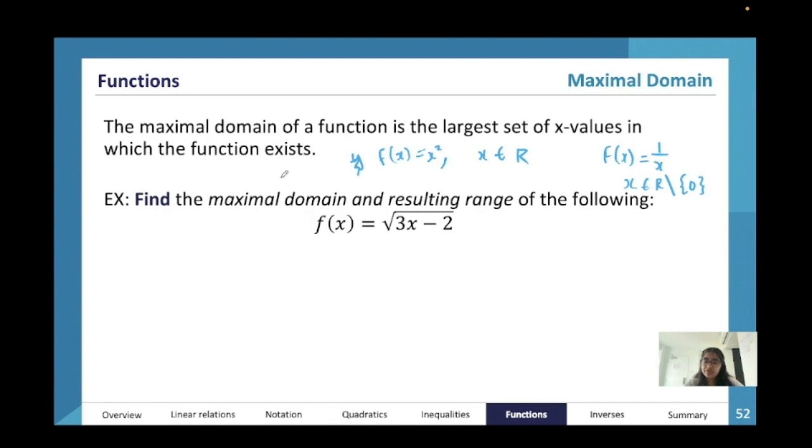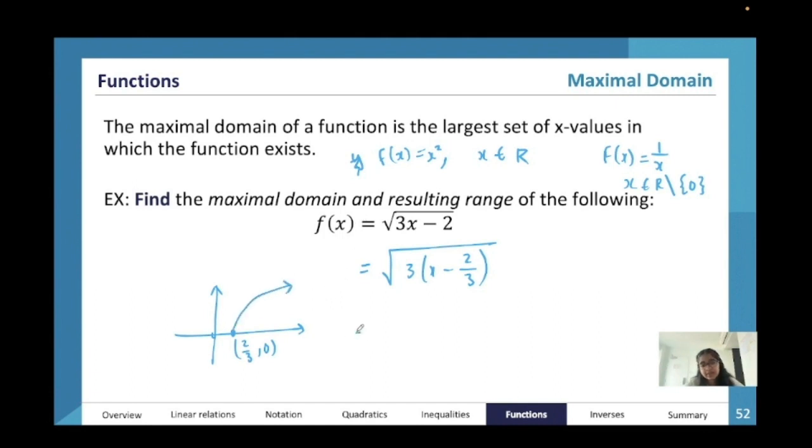So let's do an example. Find the maximal domain and the resulting range of the following. Here, it's a good idea if you want to pause and have a go at it yourself, but I'll just get onto it. So f of x is square root of 3x minus 2. That's equal to square root of 3 times (x minus 2 on 3). So the starting point, your square root graph will look something like this. So the starting point is maybe here, 2 on 3 and 0. Go up like this. Okay.